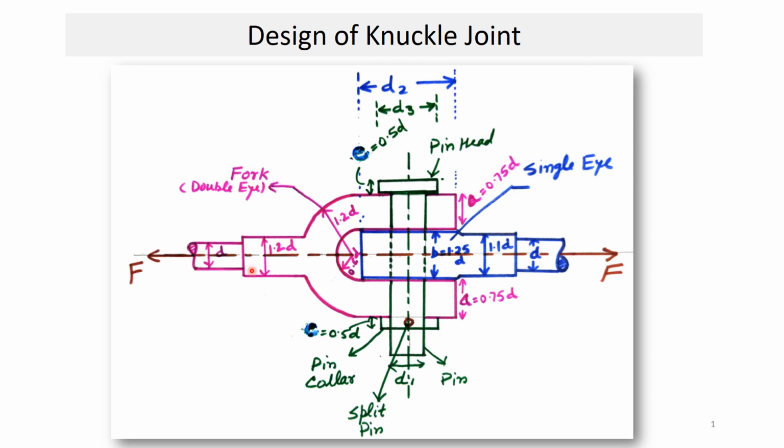Now, as far as the application of this joint is concerned, it is used to connect tie rods in roof trusses. This joint is also used to connect links of a suspension bridge, and it is also used to join the links of a bicycle chain. Now let us understand from the next slide the basic steps of designing this knuckle joint.